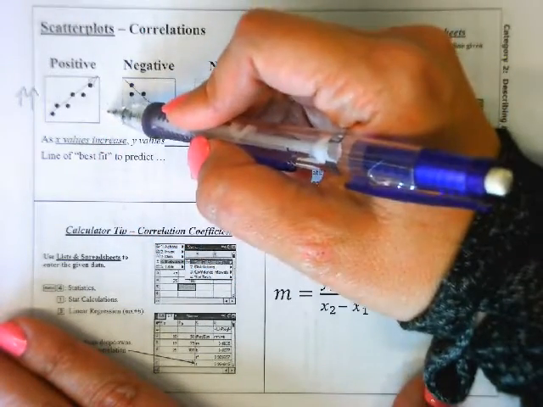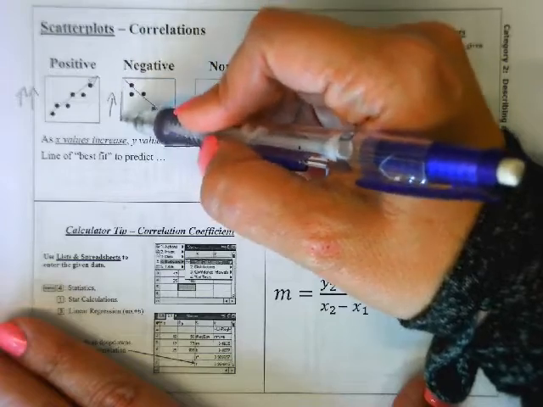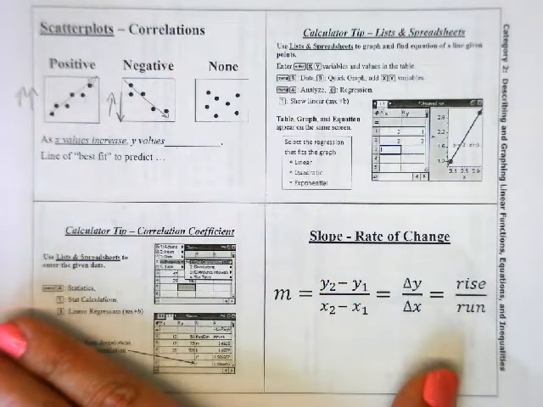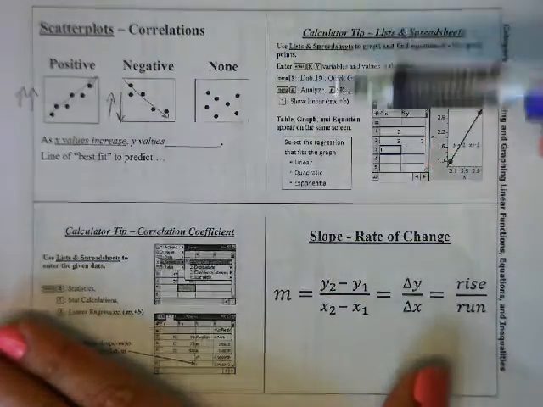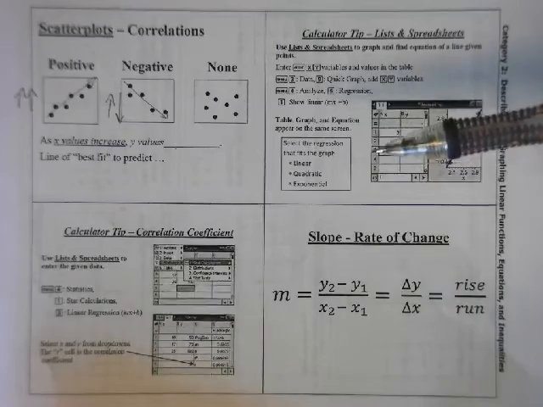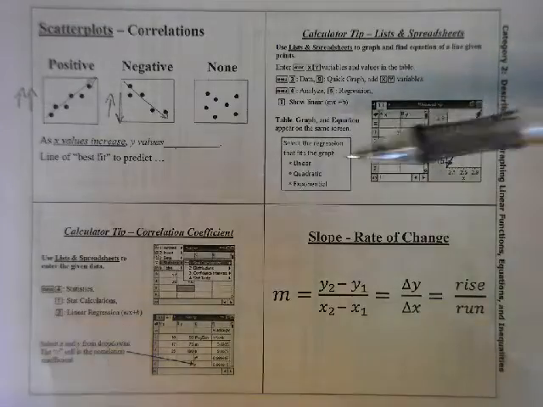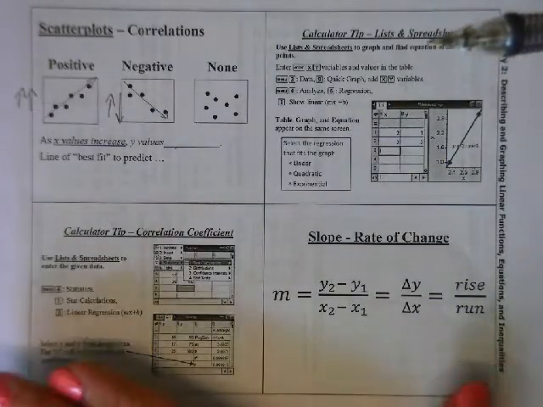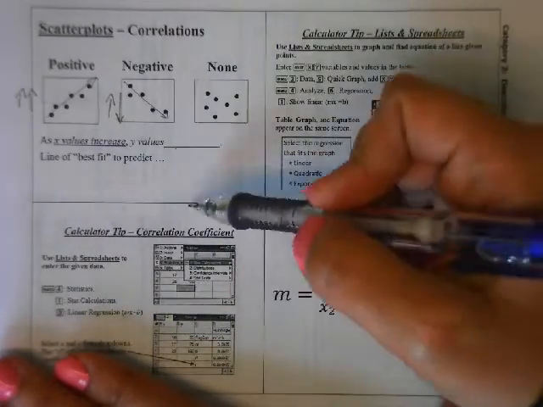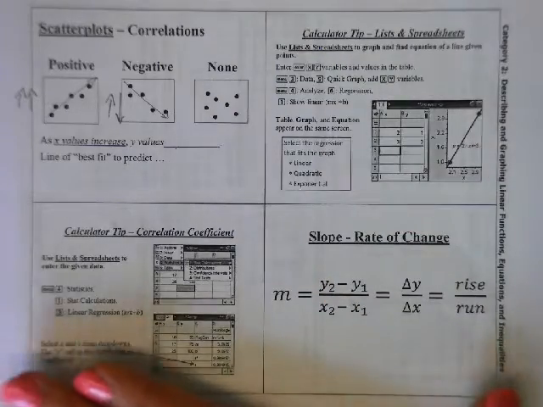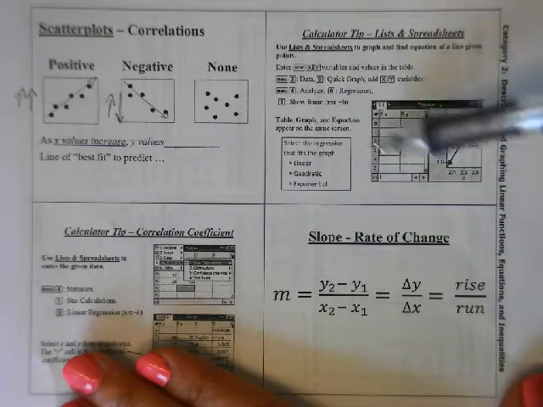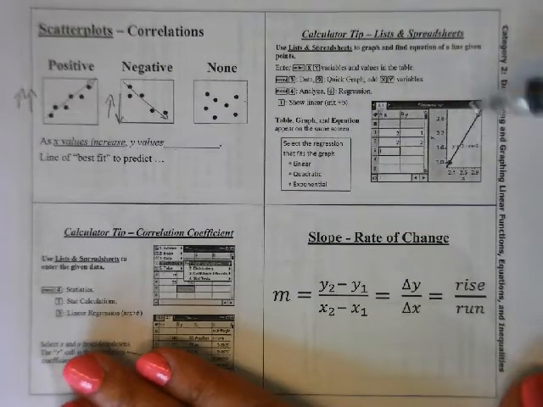With negative, the x or the y might go up and the other one would go down. This one is not related, right? This is like the color of your hair and your shoe size. There's no correlation there. We use a line of best fit to make predictions. And we always use lists and spreadsheets.